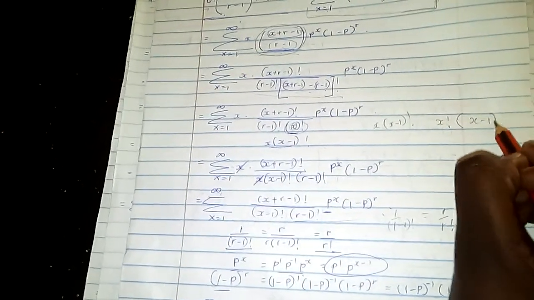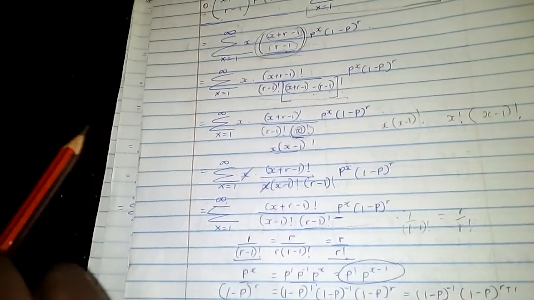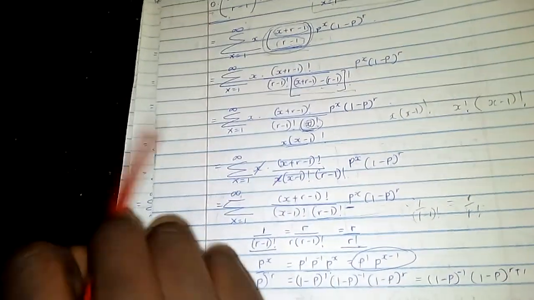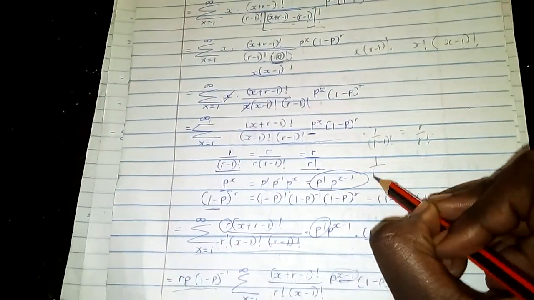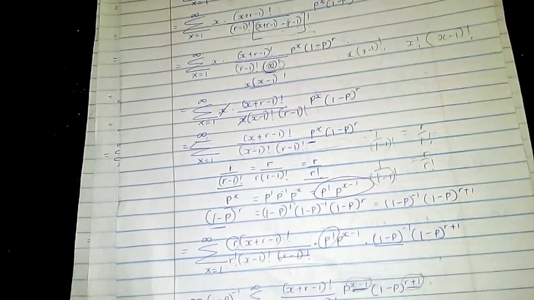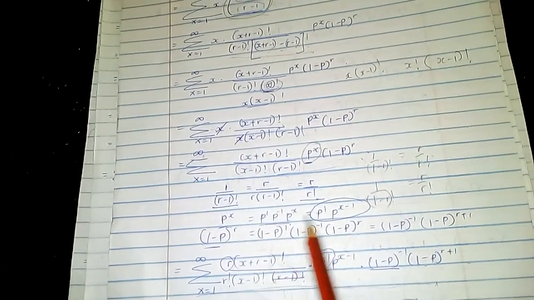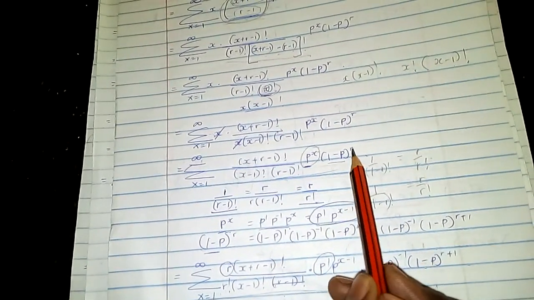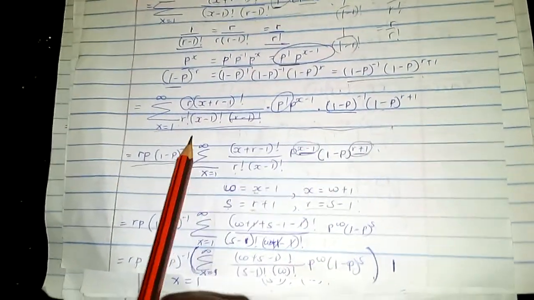You realize that x factorial is the same as x times x minus 1 factorial. So we're going to substitute it in here, and then these x's are going to cancel, and then we are in this step. So from here, 1 over (r minus 1) factorial can be written as r out of r factorial. So we are going to replace, and then this p to the x can be simplified into this, and (1 minus p) to the r can also be simplified into this. So we're just going to do substitution, substitute this into this. That's basically what we did here.